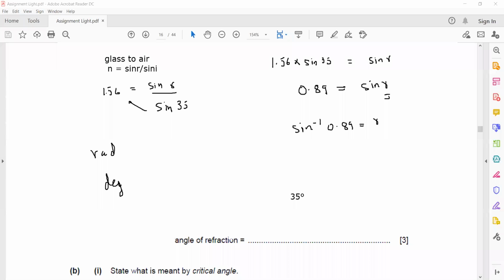Degree is written as DEG, and in a calculator you will find D there. The reason I'm repeating this is because this happened with one of the students. He solved the question correctly, but he forgot to change to degree. So the angle should be in degree. So what we'll get is 62.9 degrees here.